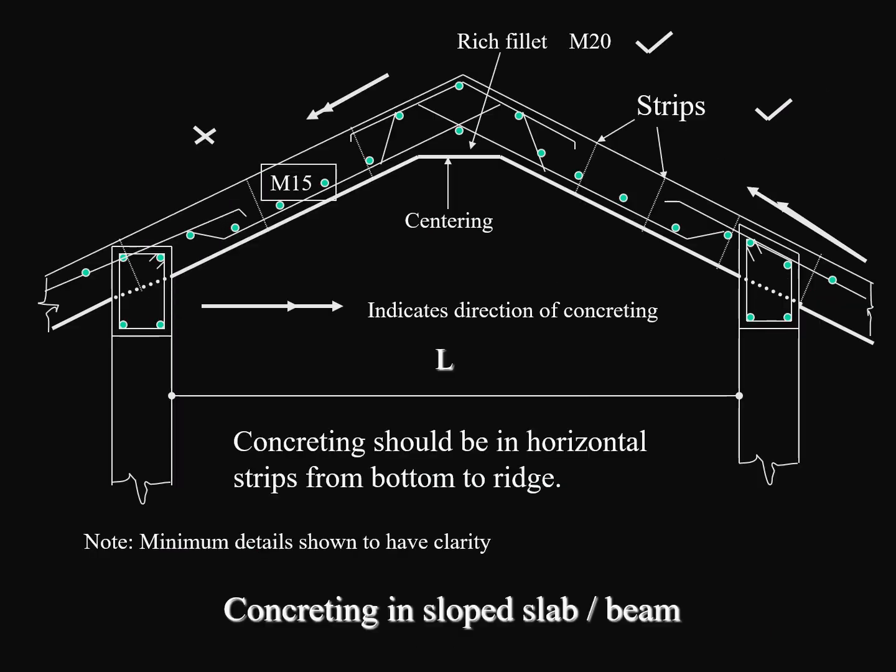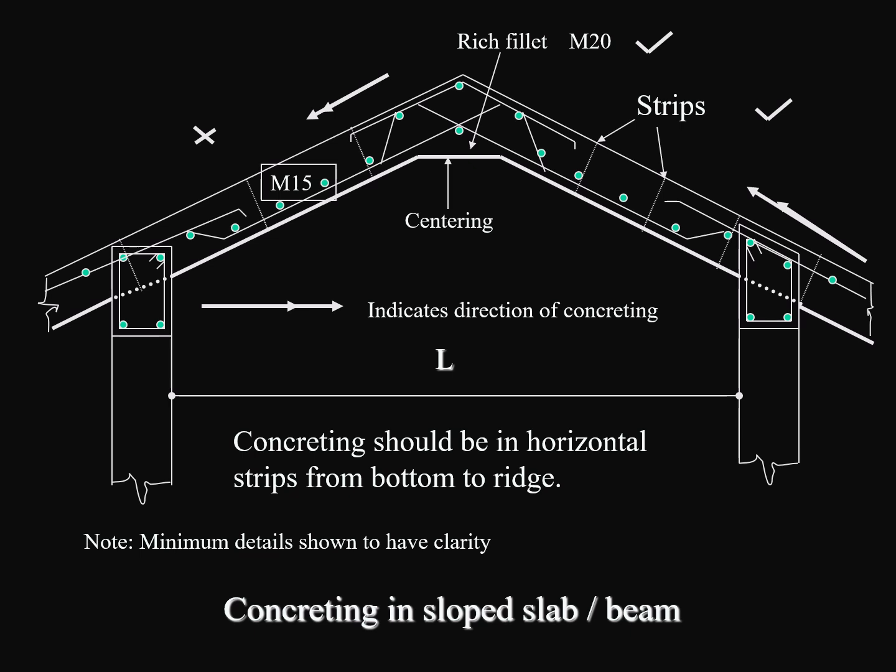Concreting in sloped slab or beam. In many cases we have seen, though the slab is totally sloped, even then we find dampness, leakages in the slab, though there is no space for the stagnation of the water. Why does it happen? Because the concreting will be done in a wrong way.